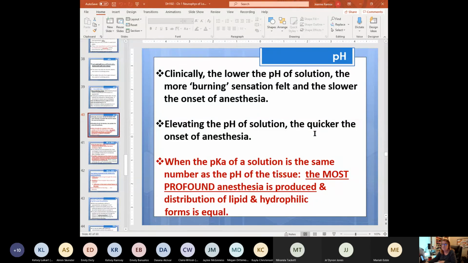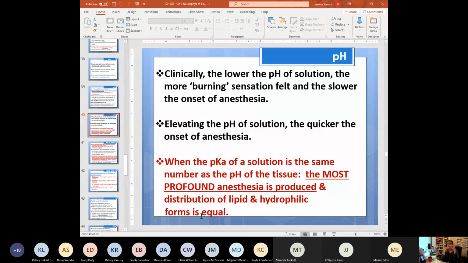So elevating the pH of a solution gives a quicker onset of anesthesia. But this I would know, I've seen this in many review books. It'll have a statement that says, when the pKa of a solution is the same number as the pH of your tissue, the most profound anesthesia is produced, and the distribution of lipid and hydrophilic forms are equal. If you take that chart in the book, look at the pKa numbers and the pH chart numbers, if they're both like 7.7, the closer they are, the more deeply they will be anesthetized, the more profound it will be.